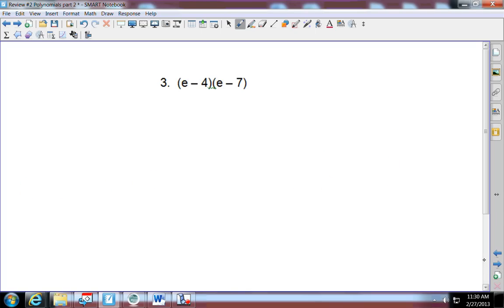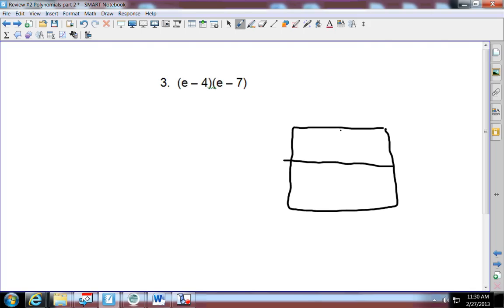Number 3. Right here, a binomial times a binomial. Again, it doesn't matter what letter they're using. I've got E minus 4 times E minus 7. Do that now.